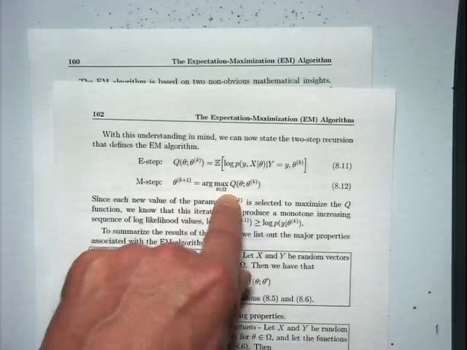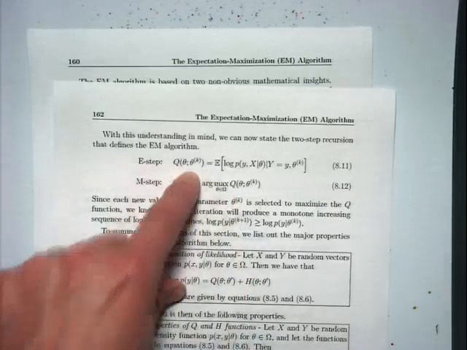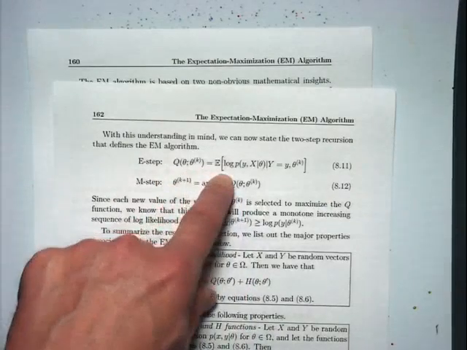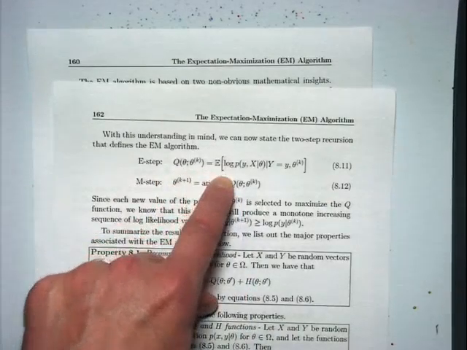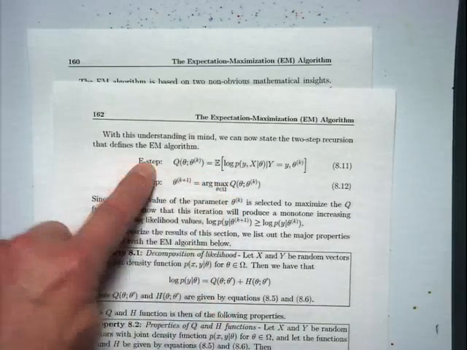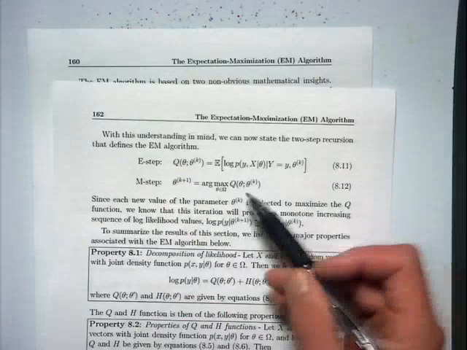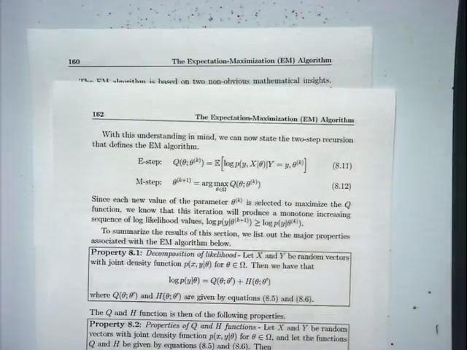In a lot of problems, the M step is easy to do, and that's why you've constructed it this way. The E step might be hard or easy to do. But regardless, it's always the case that repeated application of this will increase the log likelihood, because the Q function is going to be a surrogate function for the log likelihood. It's a lower bounding function to the log likelihood, modulo a constant.